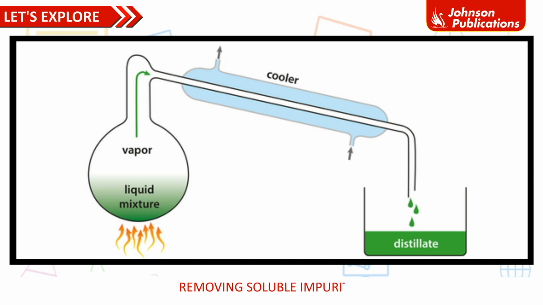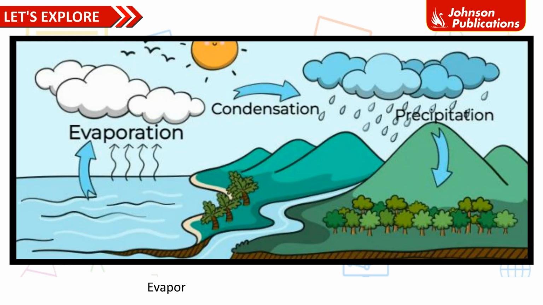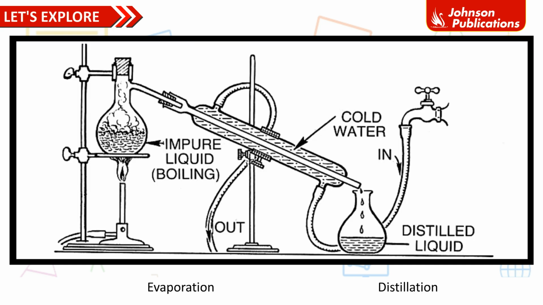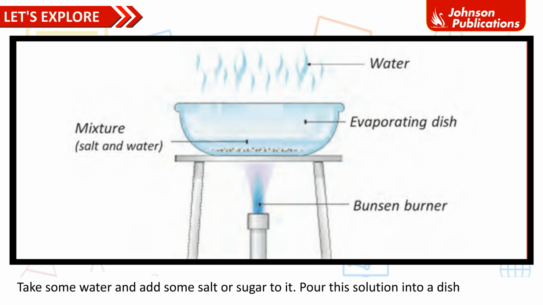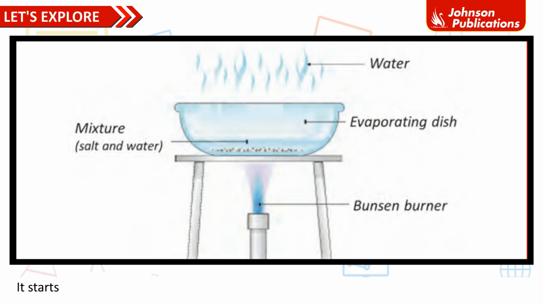Removing soluble impurities. Soluble impurities like minerals and salts can be removed by two methods: evaporation and distillation. Evaporation and distillation. Take some water and add some salt or sugar to it. Pour this solution into a dish and heat it. It starts boiling and steam comes out.